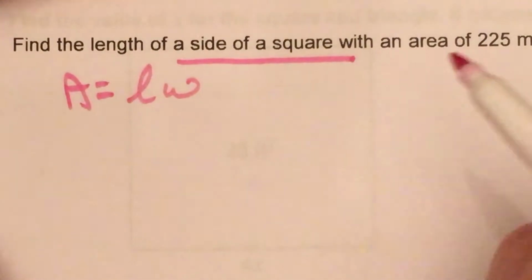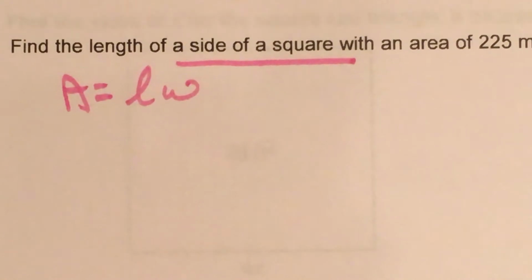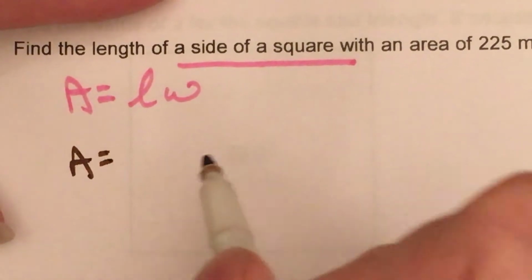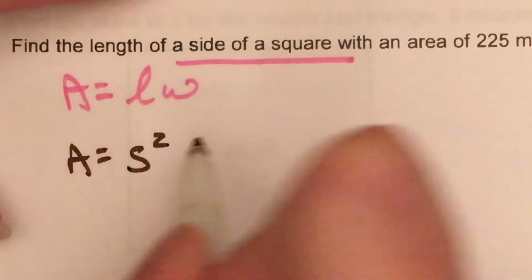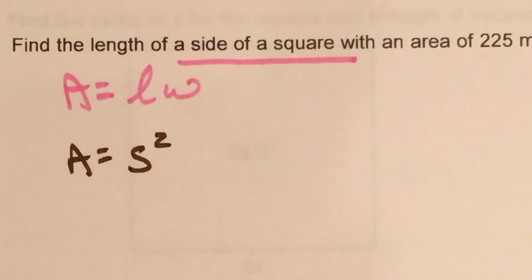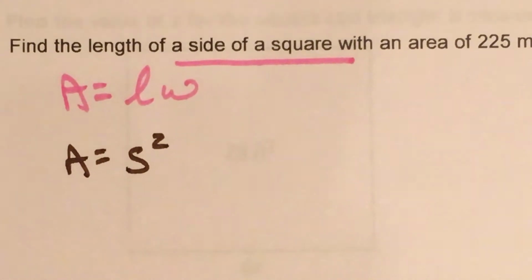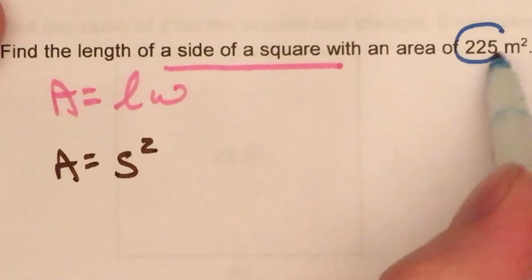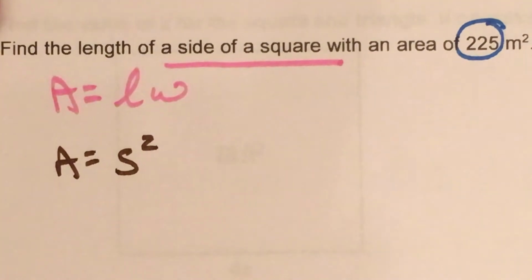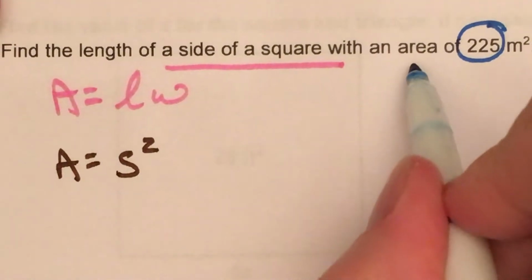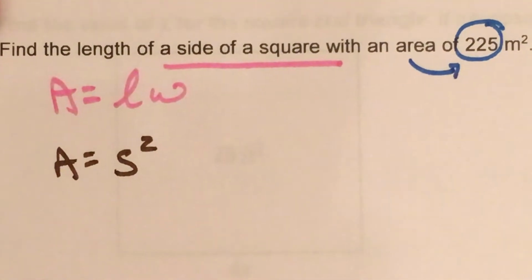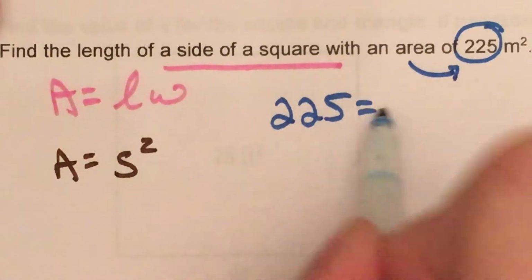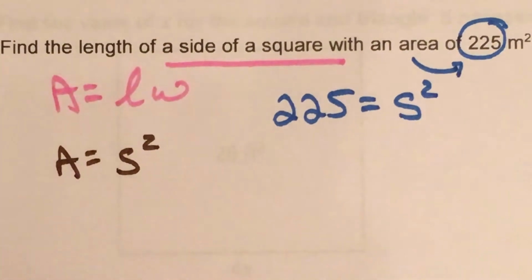You might say length times width. Sure, that's fine. But with a square, we know that all of the sides are the same. So it's a side squared. Remember seeing that in junior high? I hope so. So this 225, is that an area or is that a side length? That's an area. So that means this is 225 equals that side squared.